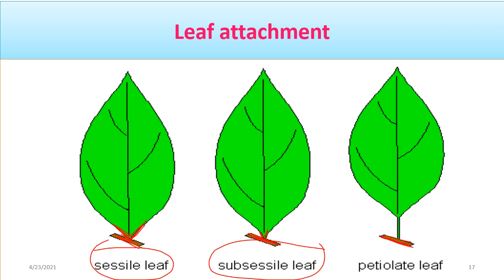Then next is where the stalk of the leaf can be easily seen, and that is called a petiolate leaf.